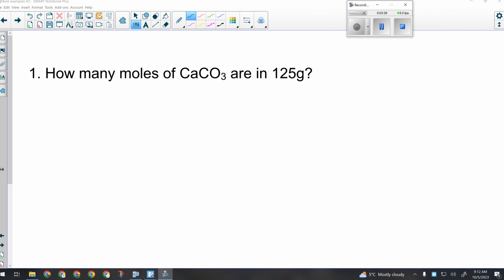All right, so first type, easiest type of mole equation question. How many moles of CaCO3? Did I make this one even easier? Because I didn't give it to you in words. I didn't give you the name.